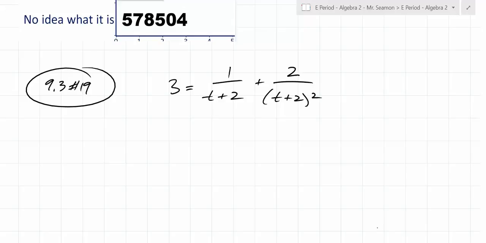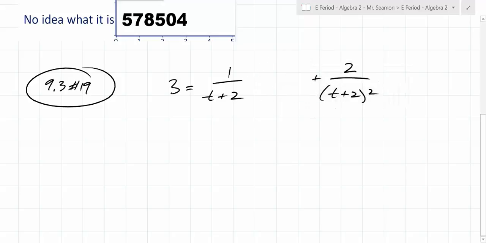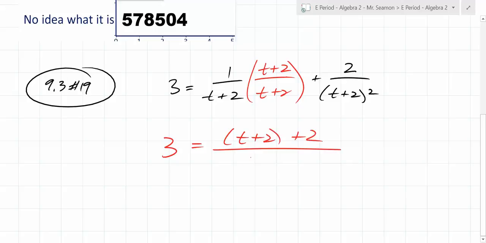Multiply everything by the least common denominator. If you wanted to, you could try forming it. What's your least common denominator going to be? (t plus 2) squared. So you just multiply this one by t plus 2 over t plus 2. So what do you end up with? 3 equals t plus 2 all over what? t plus 2. Correct.